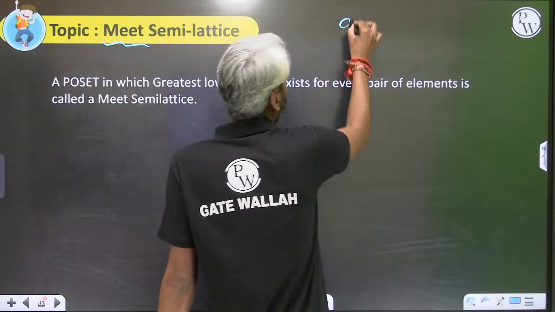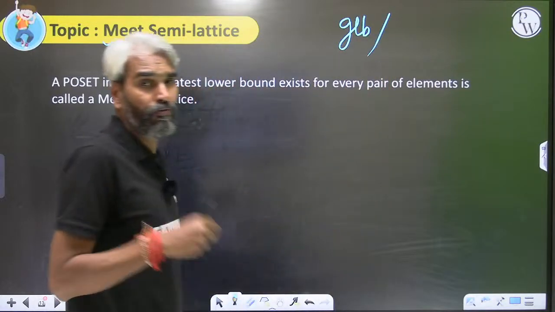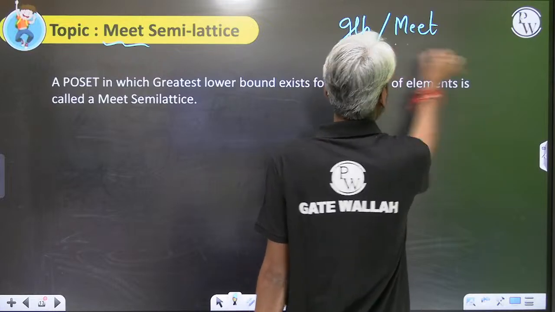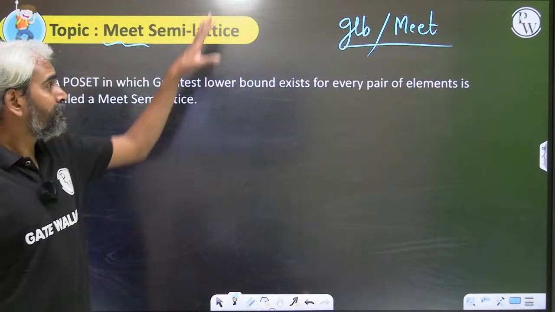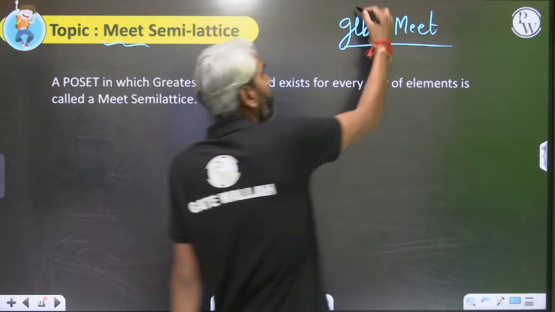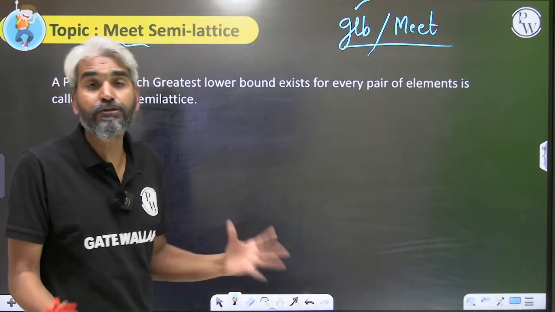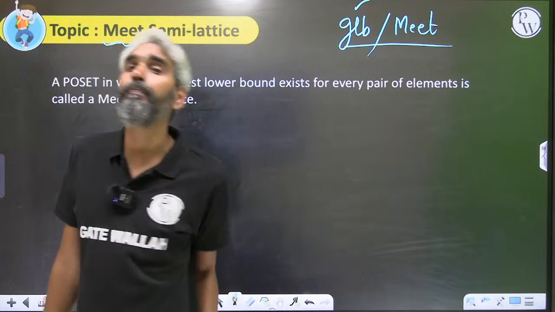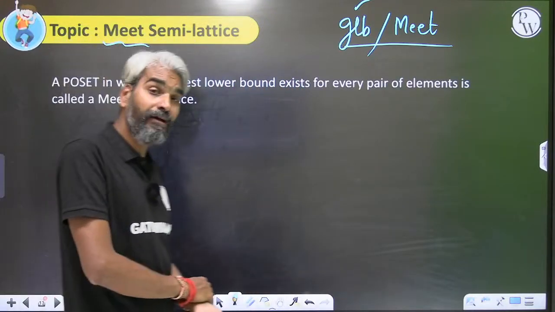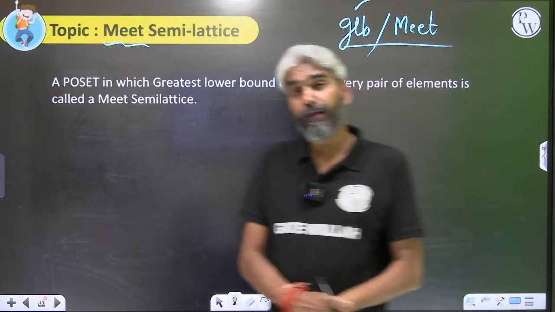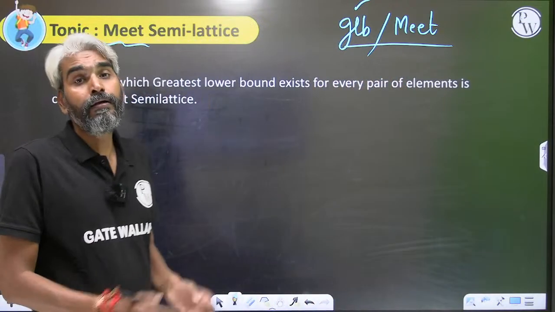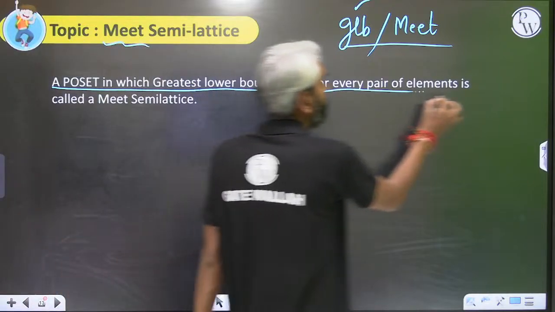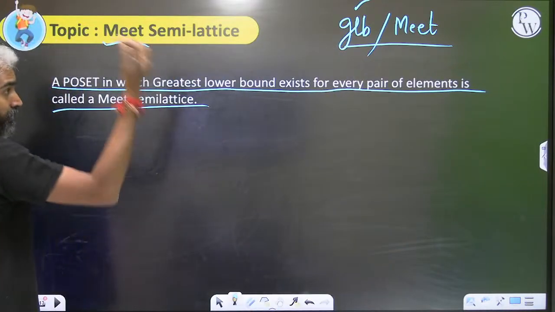Now recall, when we discussed the concept of greatest lower bound, we also called the greatest lower bound as meet or infimum. So this meet semi-lattice is with respect to greatest lower bound. When exactly do we say that a poset is a meet semi-lattice? In a poset, if greatest lower bound exists for every pair of elements, then it will be called a meet semi-lattice. Okay, sir. So a poset in which greatest lower bound exists for every pair of elements is called a meet semi-lattice. Simple concept.